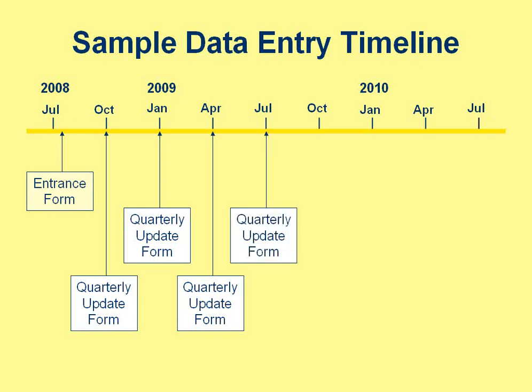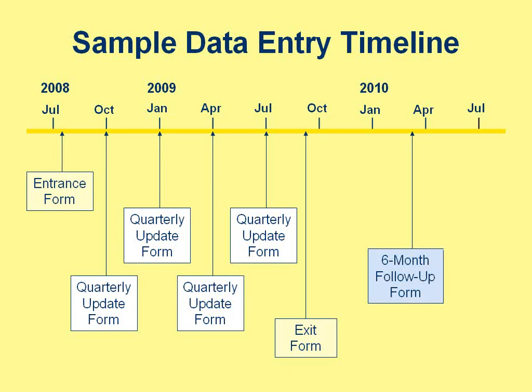And then again at the end of June, so by July 15th. And then let's say that Amanda exits the program in August of 2009. At that point, you will complete an exit form for her. And then 6 months after exiting, in March, you'll complete the 6-month follow-up form, and then in September of 2010, you will complete the 12-month follow-up form. So that's just a walkthrough of the sample data collection timeline for this particular participant.